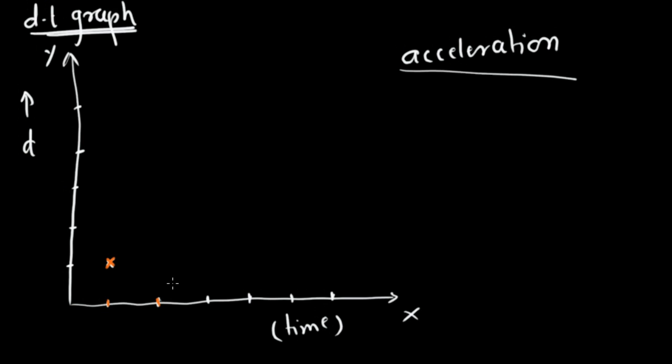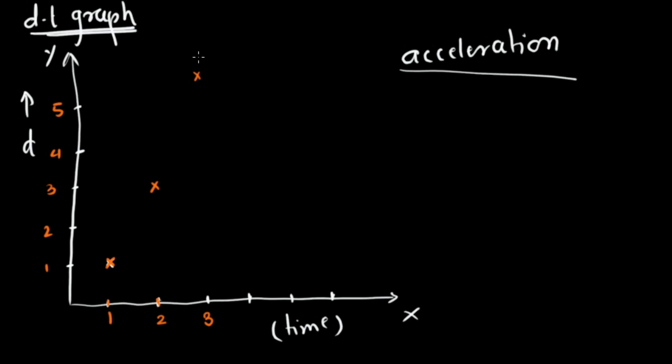In the second second it would probably move by, say, 1.5, which makes it around 3 meters. Let me put the numbers as well to make it clearer. At the end of 1 second, 1 meter was traveled. In the second second it traveled 2 meters, so it has traveled 3 meters in total in 2 seconds. In the third second, it will travel more than 2 meters, so possibly somewhere beyond this particular point.